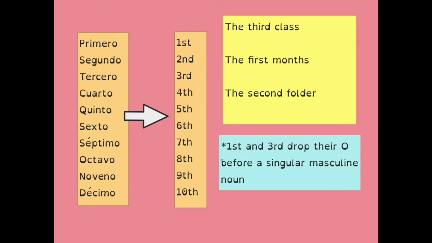Alright, so what are the actual ordinal numbers? Well, to keep it simple, we're going to go through 1st to 10th, but of course there are more, so always look up the other ones that you might need. So for first, we have primero, second, segundo, third, tercero, fourth, cuarto, fifth, quinto, sixth, sexto, seventh, séptimo, eighth, octavo, ninth, noveno, and 10th, décimo.